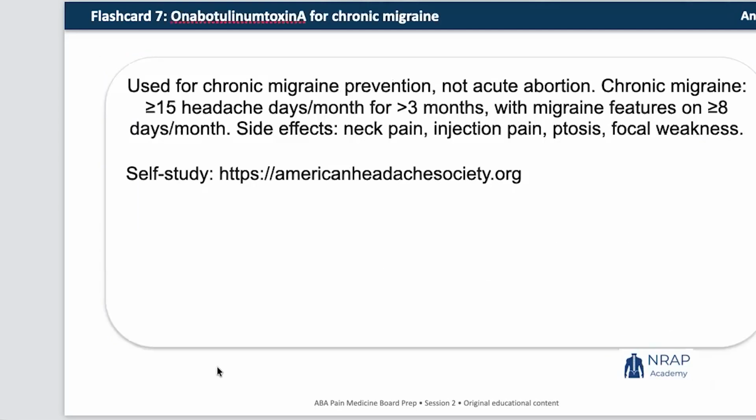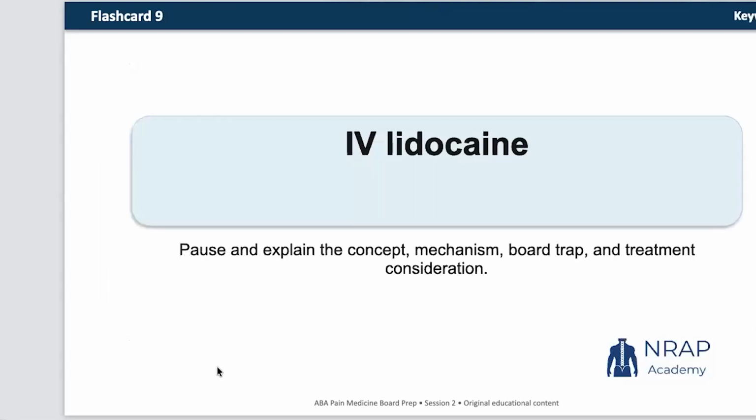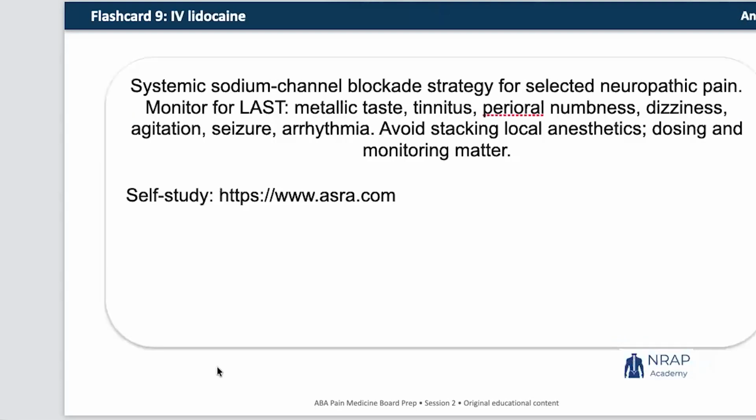Botox, chronic migraine prevention, not acute abortion. Chronic migraine is over 15 headache days per month over 3 months, and migraine with features over 8 days. It could cause neck pain, ptosis, focal weakness. Ketamine, NMDA receptor antagonist, reduces wind-up, central sensitization, opioid tolerance, hyperalgesia. Adverse effects: dissociation, hallucinations, hypertension, nausea, hypersalivation. Be careful with cardiac issues or psychiatric issues.